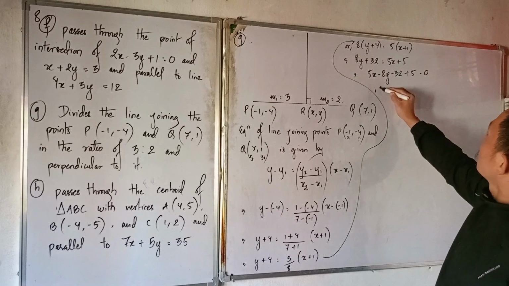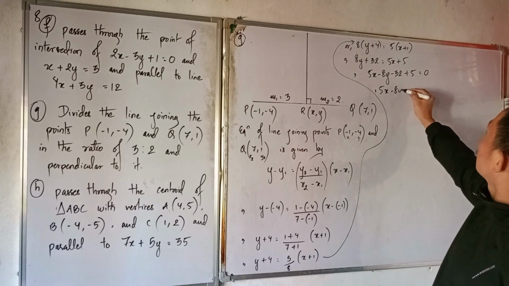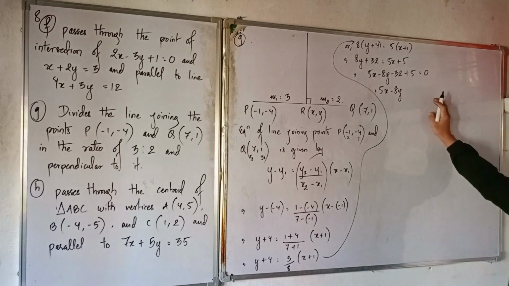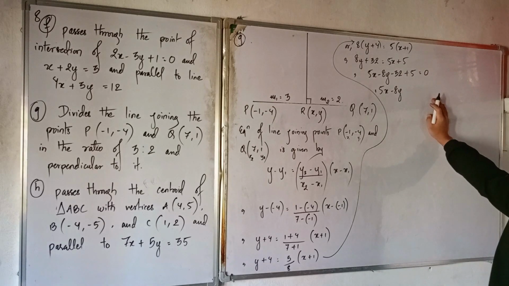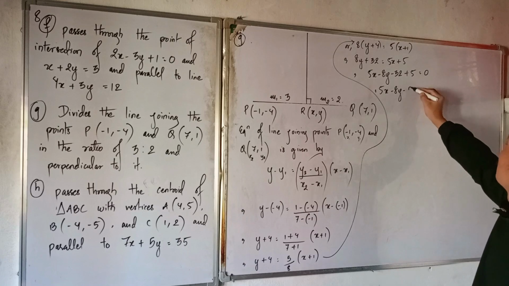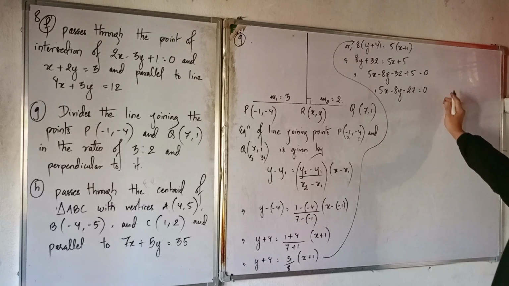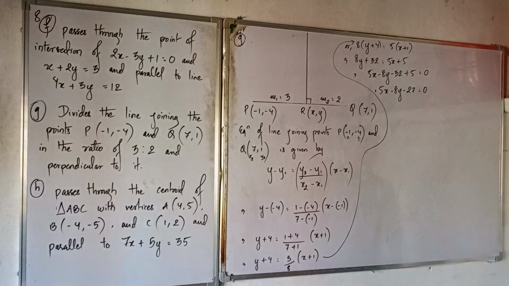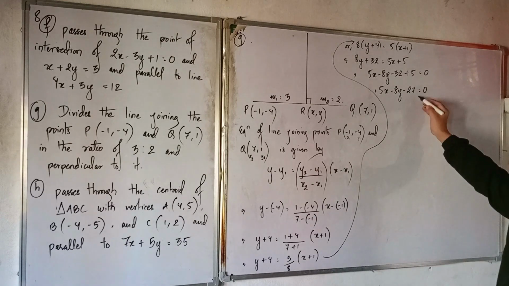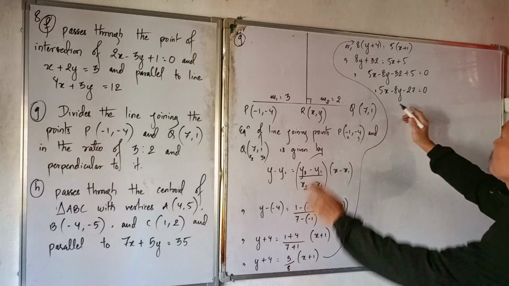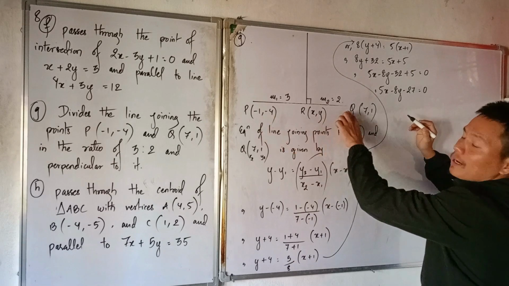So 5x minus 8y, and what will this become? Minus 32 plus 5, this becomes minus 27, equals 0. Yes. So this is the equation of line PQ.